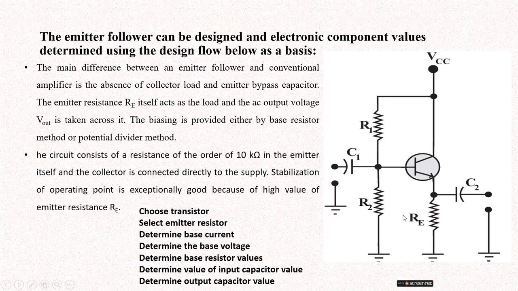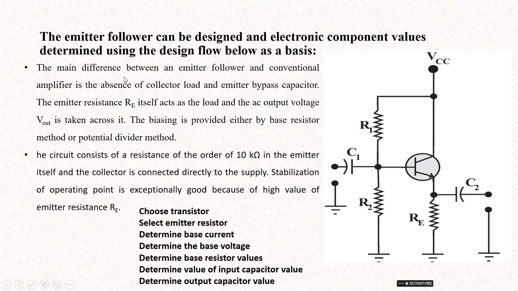In this circuit we are using a voltage divider circuit, R1 and R2, and two coupling capacitors, C1 and C2. The transistor is an NPN transistor, and the emitter resistor is connected to the emitter side. Outputs are measured across the emitter load resistance.